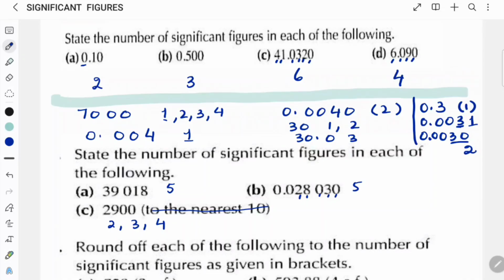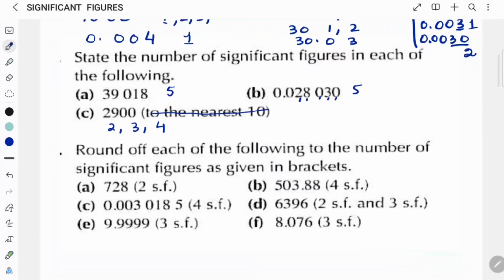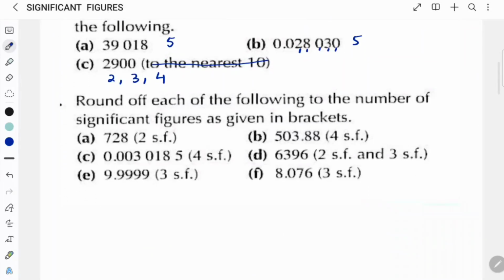We'll do more and more questions on rounding off in your past paper questions, and then you will easily understand. So you can review these numbers again, and then you can easily go on to the rounding of numbers. Now round off each of the following to the number of significant figures as given in the brackets. In rounding off you need to learn it, but in your past paper questions of estimation, mostly the questions are of one significant figure rounding off.